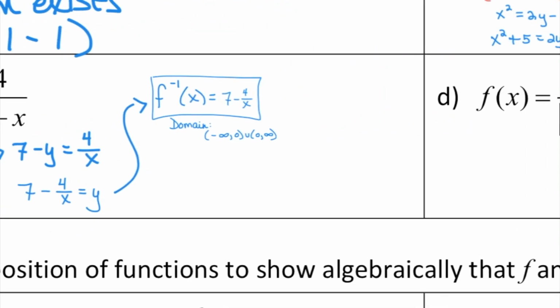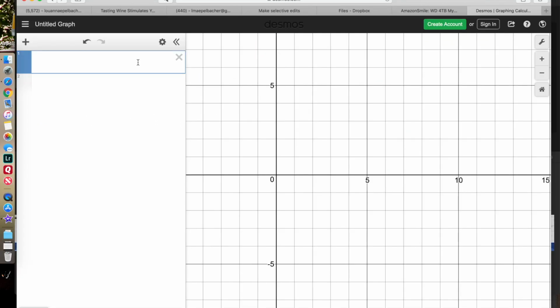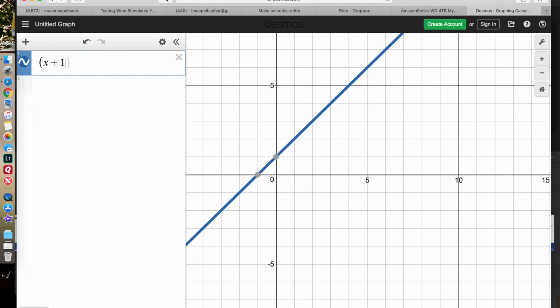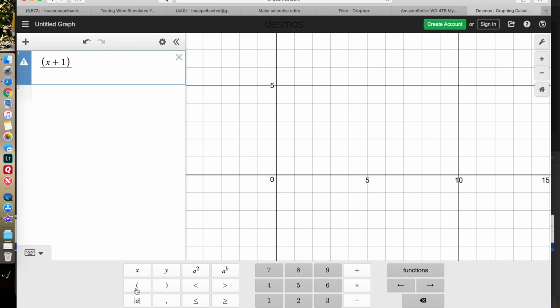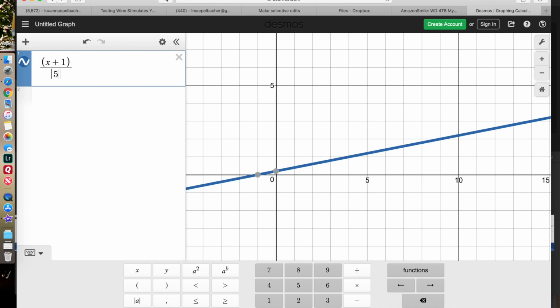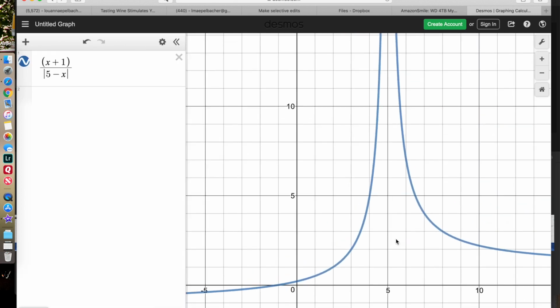And then in this last one, for number 18D, again, I have to use the parentheses for the numerator because it's got more than one term, and then hit divide to get the denominator. And I'm going to use my little magic keyboard to bring the absolute value goalposts up, and then type in the 5 minus x. And this is really kind of a strange looking graph.